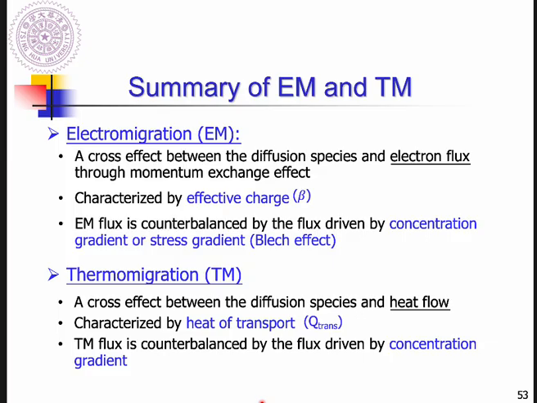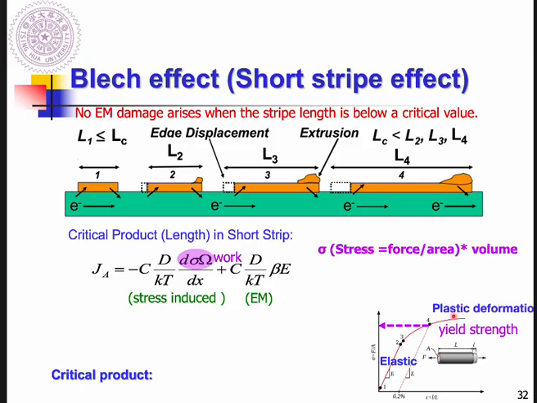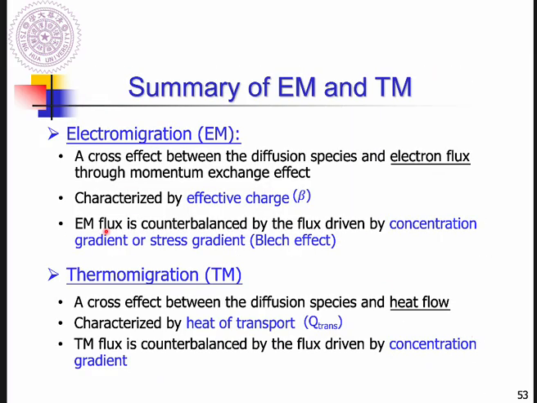So I'm going to grab some figures to show you. So it's here. As long as the stress is larger than the yield strength, then you will get larger strain, which reaches the plastic deformation region. That means you will cause extrusion and also void formation. So this is the one we just mentioned: the stress field can actually counterbalance this EM flux.